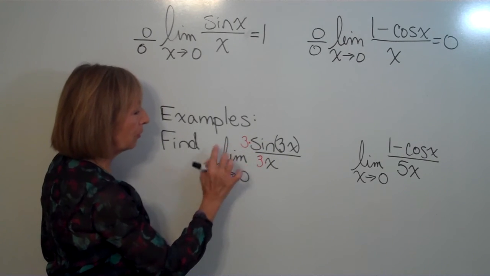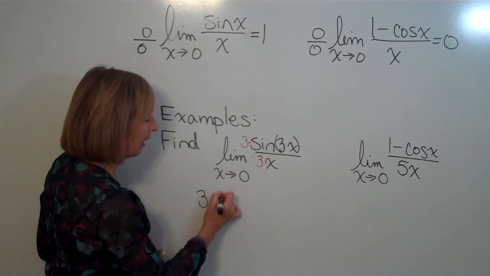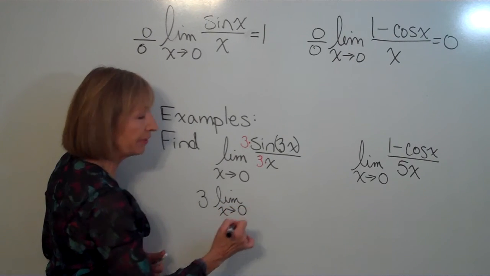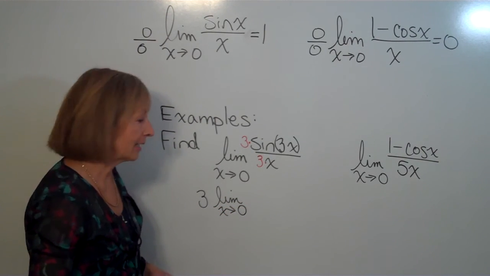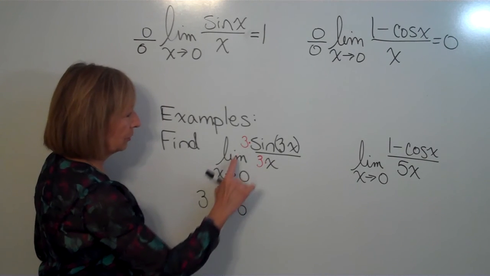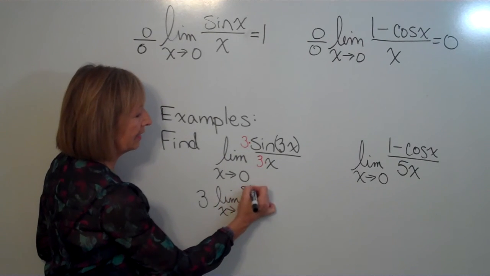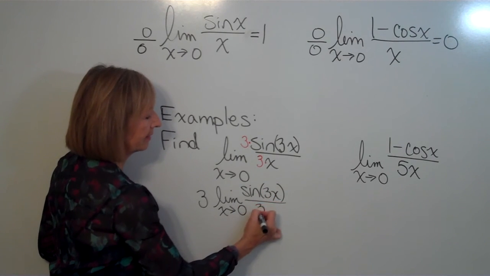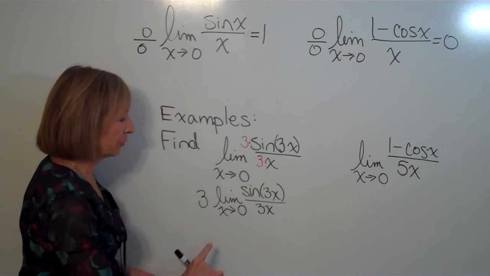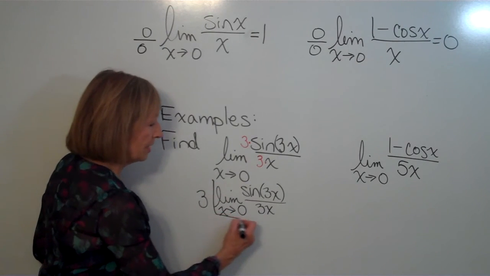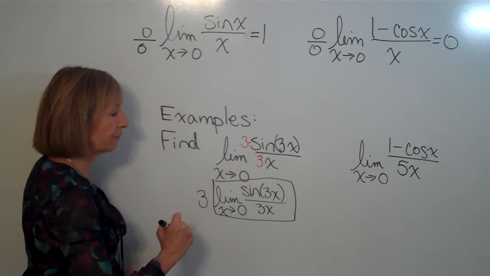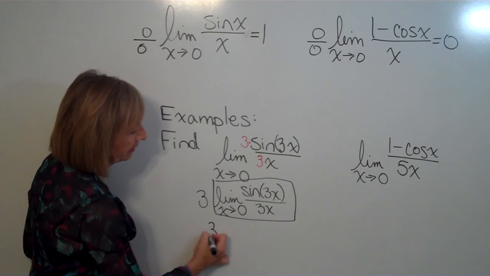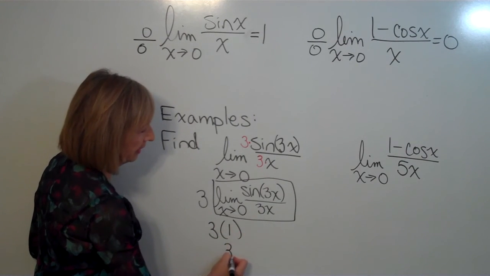So I can actually pull that out of the limiting process from a property we had in the video that I've linked in the description. So in front, then I have 3 times the limit of sine 3x over 3x as x approaches 0. So this is an equivalent form of our limiting process being 1. So then that's 3 times 1, which is 3.